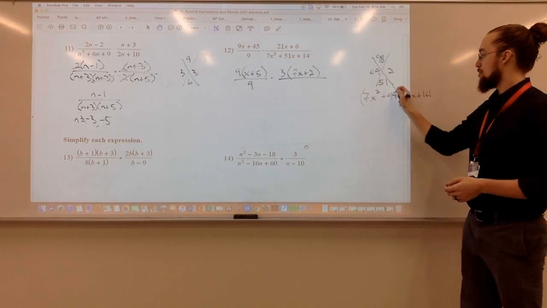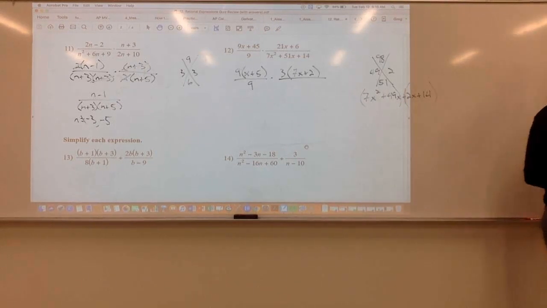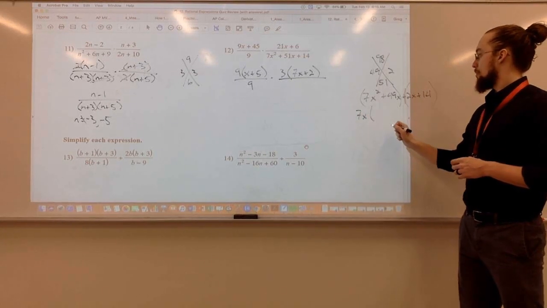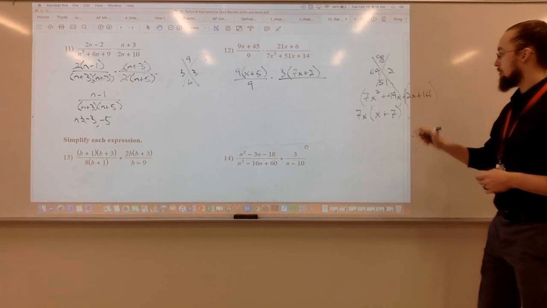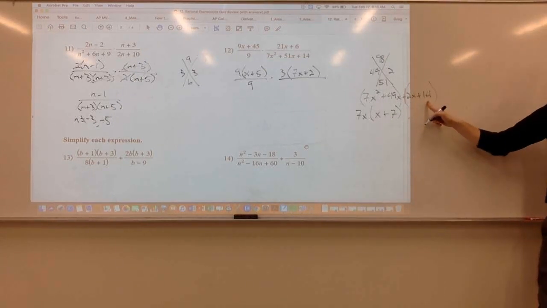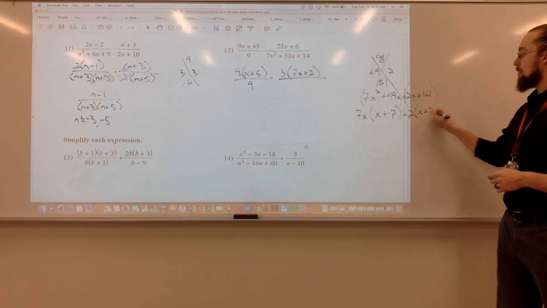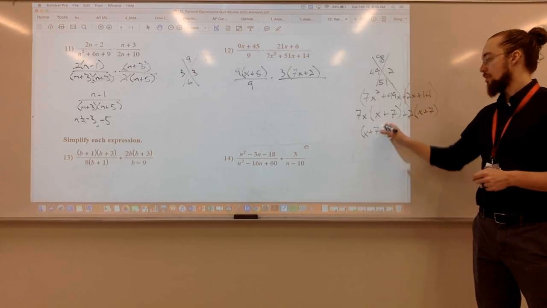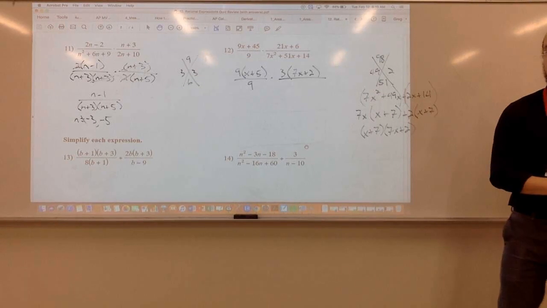Right. Then group the first 2, group the second 2. So what can I take out of these first 2? I can take a 7x out. And then I would be left with x plus 7. How about in this second pair? Take a 2 out. I would be left with x plus 7. So my final factored form, x plus 7 times 7x plus 2.